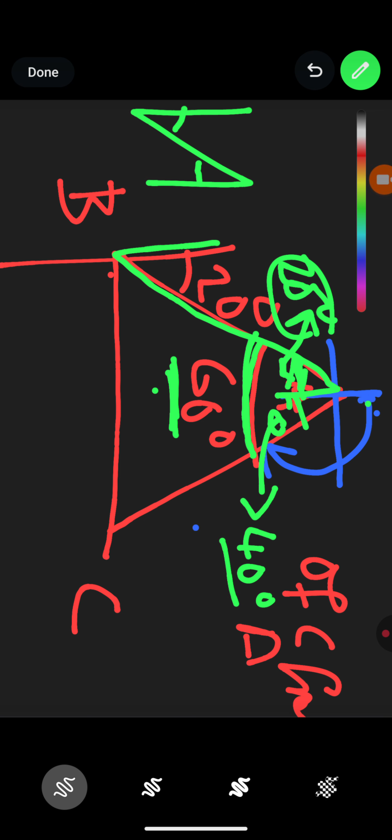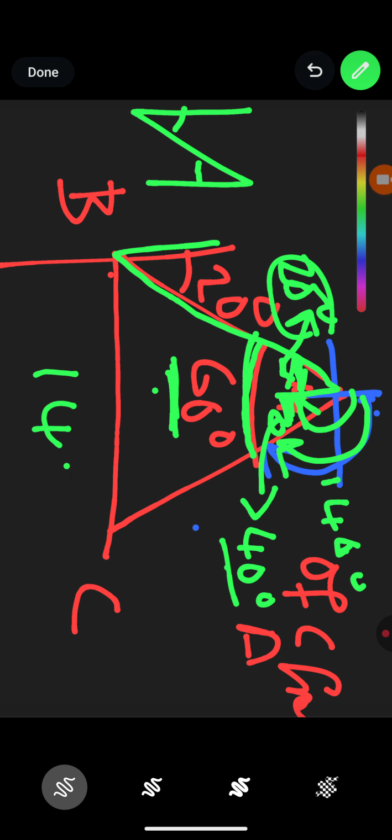Now this whole thing up to here, it's 180. But this small part we found it's 40. So 180 minus 40, we get this as the remaining part. So 180 minus 40, it's 140. So this 140 degrees is the bearing of C from A. So the bearing of C from A, we write 140 degrees.